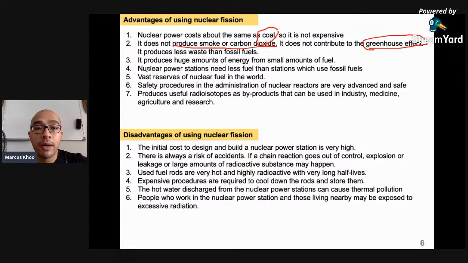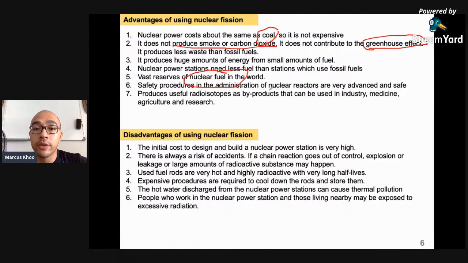Number four, nuclear power stations need less fuel than coal stations because of number three. And there is a lot of nuclear fuel in the world. Yes, I know, whenever we hear the words nuclear fuel, the first thing we think about is, oh, it's dangerous. It's only dangerous if we misuse it. Just like any other thing in this world, if we misuse something, then it becomes dangerous. But in and of itself, it is actually very useful. It has far more advantages than disadvantages.